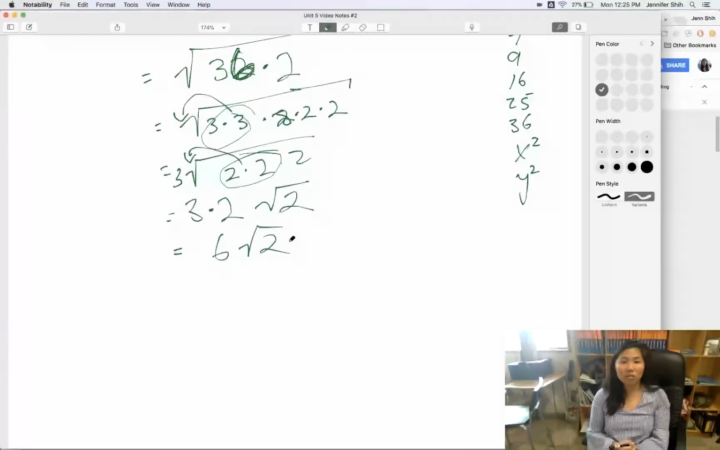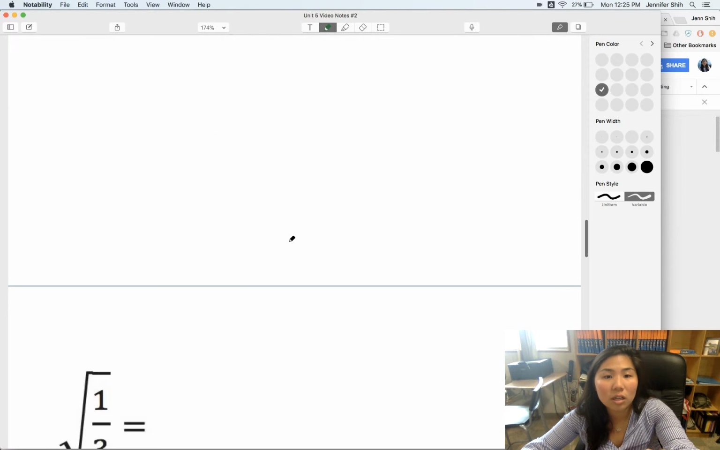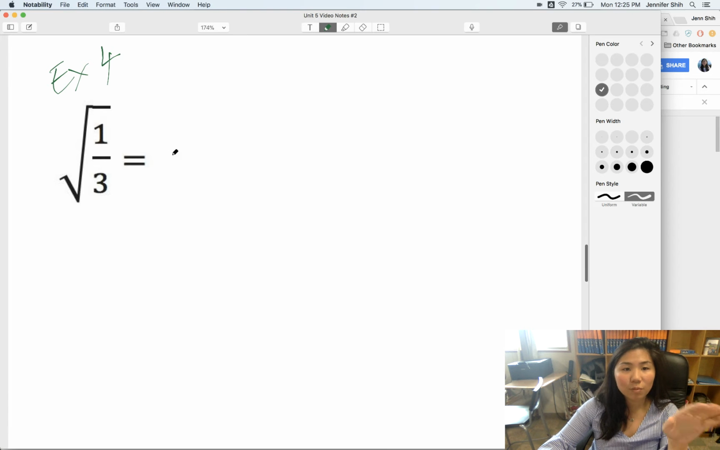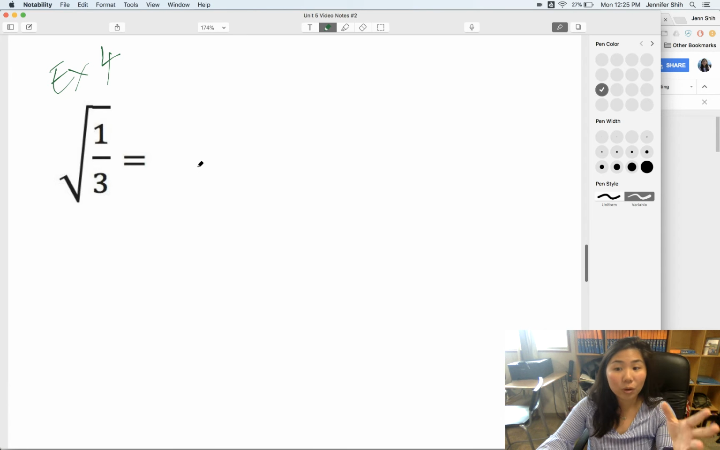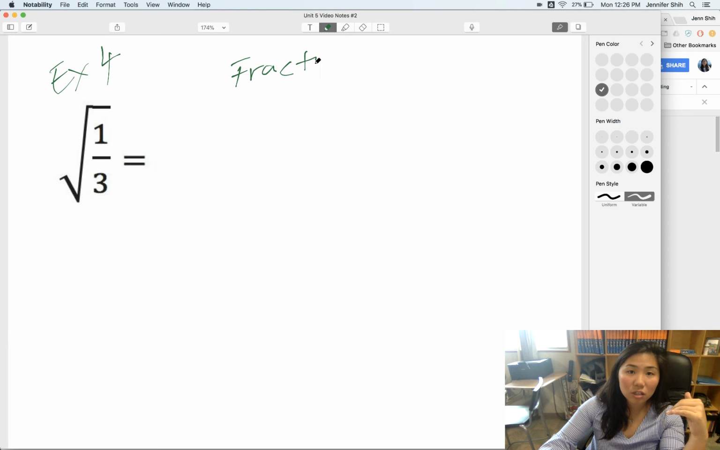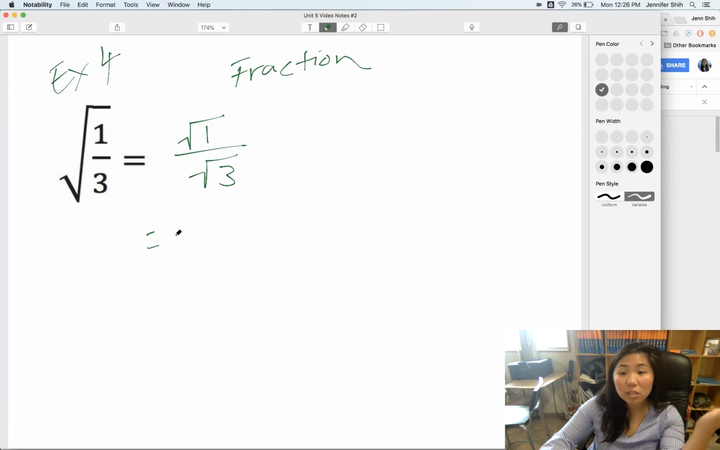Alrighty, let's do another example. I think we're on example 4. Yes, example 4. I say yes, because this one is actually going to come up a lot when we do our trigonometry stuff. So you're going to get the square root of 1/3. If you have the square root of 1/3, you have a fraction here. So this is a fraction situation. This can actually be broken up into the square root of 1 and the square root of 3, which helps us a little bit because we get to this part.